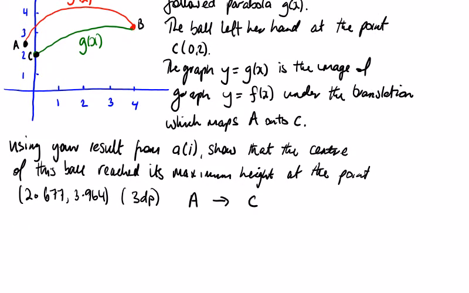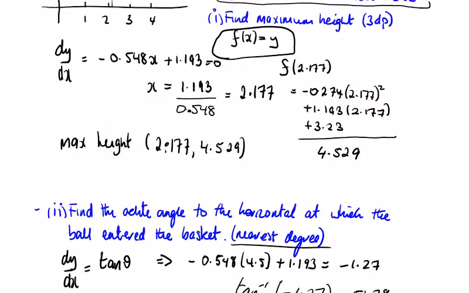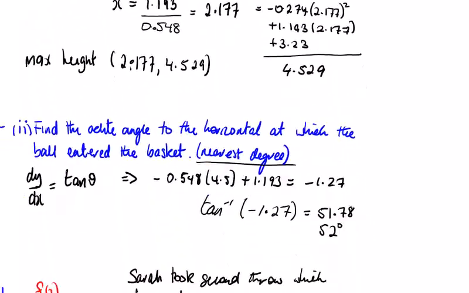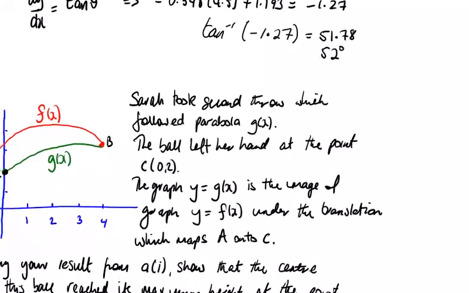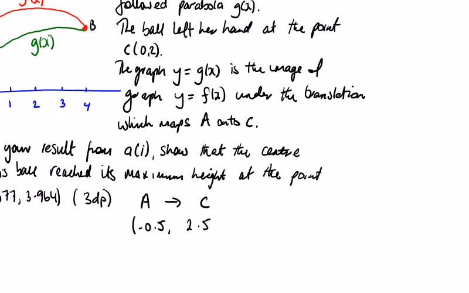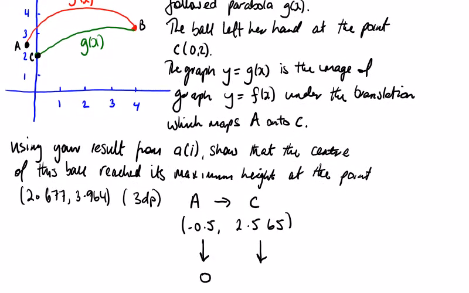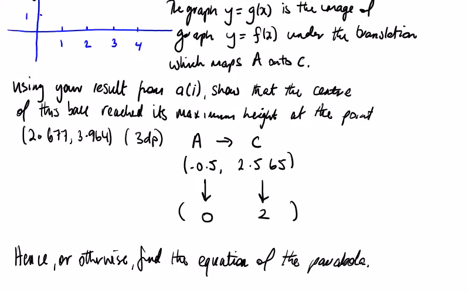So A is the point minus 0.5. What was the y value of A? 2.565. And if that maps to my C value, which is (0, 2), we're told, what is happening in this translation? Well, my x is going up by 0.5 and my y is going down 0.565.